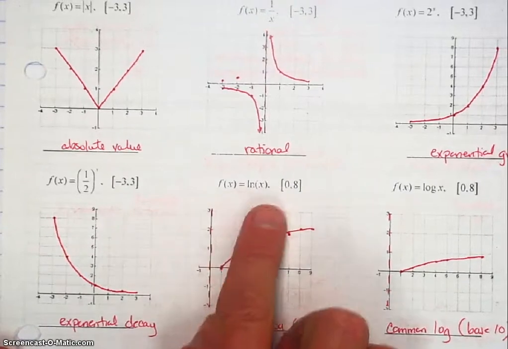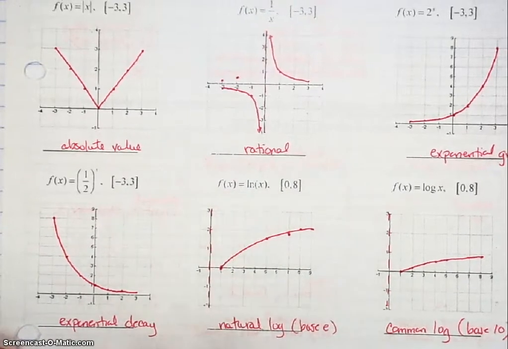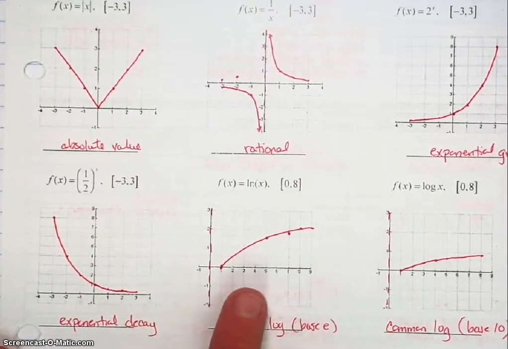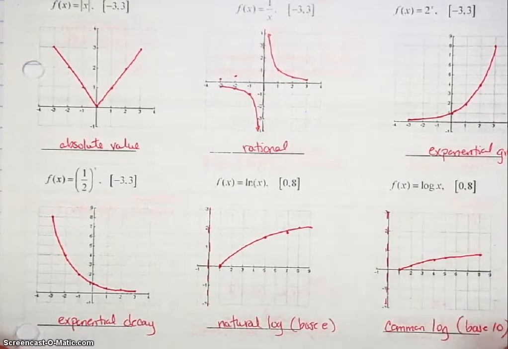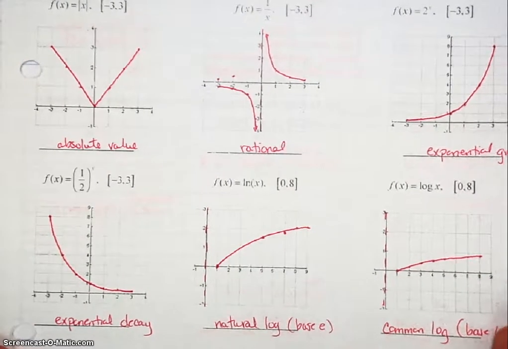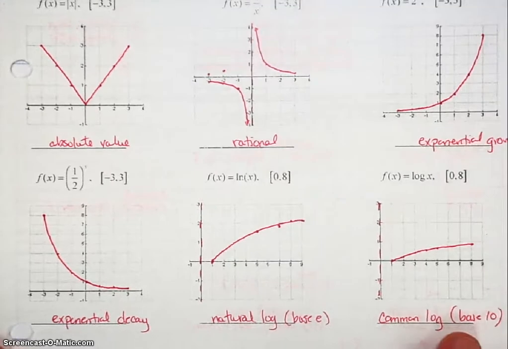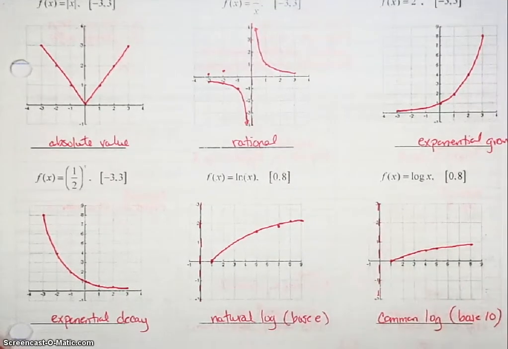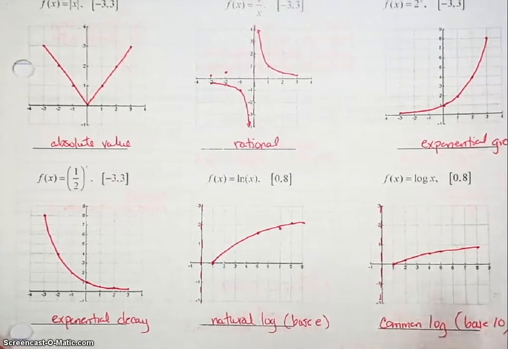And then we have ln of x. This is called the natural logarithm. It means it has a base of e. You can graph that on your calculator. It has an ln button. And then we have log, which is a common logarithm. That means it has a base of 10. You can also graph that on your calculator because there is a log button.